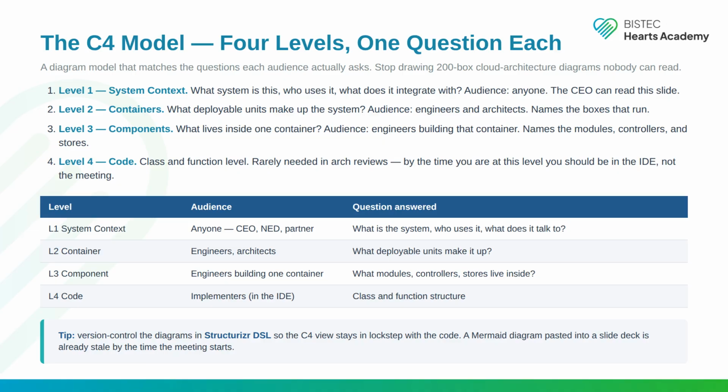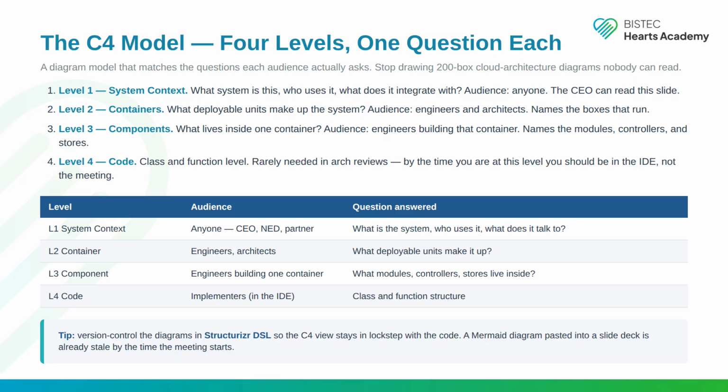The matching question for each level is the discipline. L1 answers what is the system. L2 answers what runs. L3 answers what is inside. L4 answers how is it implemented. When the audience changes, the level changes. When you show L3 to the CEO, you have shown the wrong diagram.